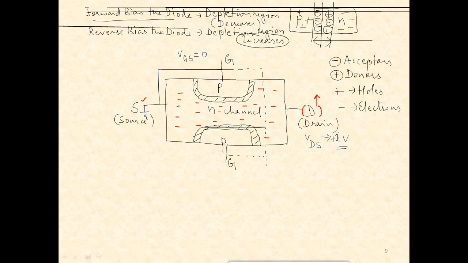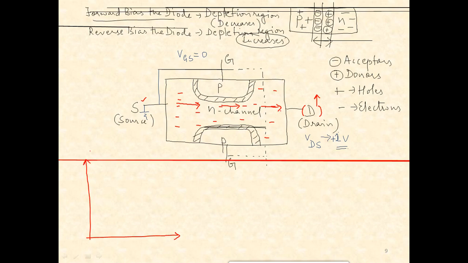So whenever I apply drain voltage or the potential, due to the application of force, the electrons which are present nearer to the source are forced to move in this direction towards the drain end. As simple as that. Okay, so the point is, let me just draw the characteristics. Okay, so this is current IDS and that is the voltage which is applied between drain and the source.